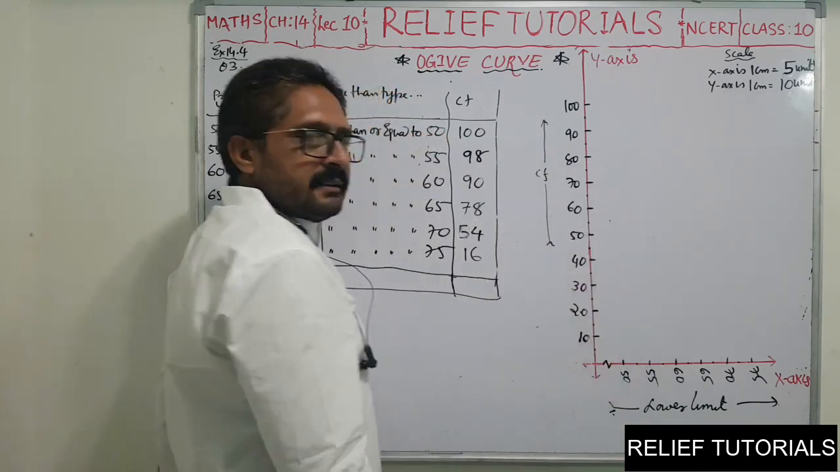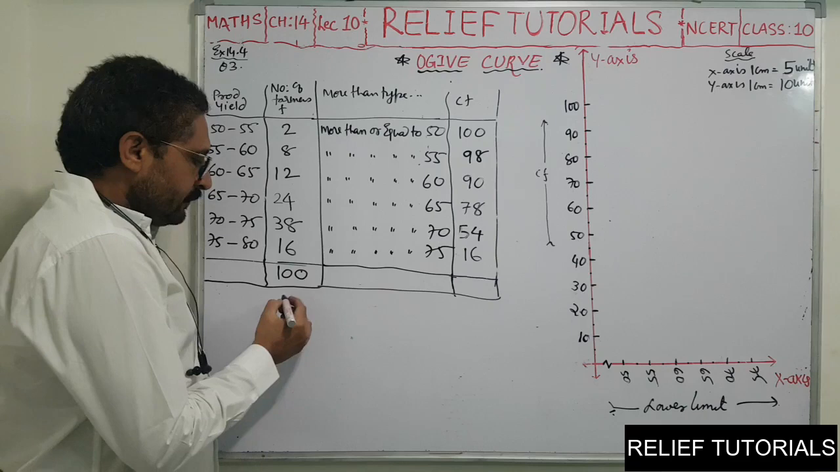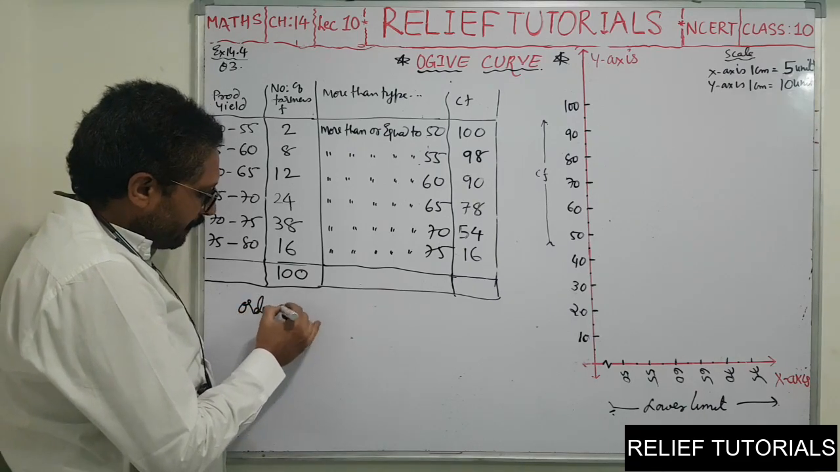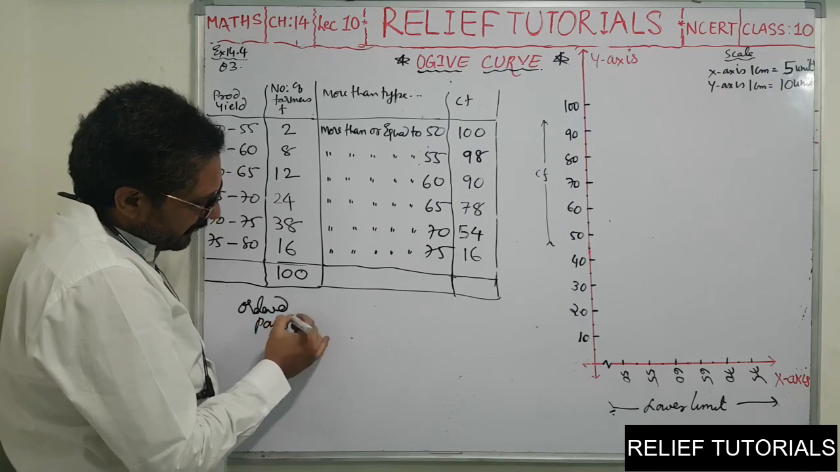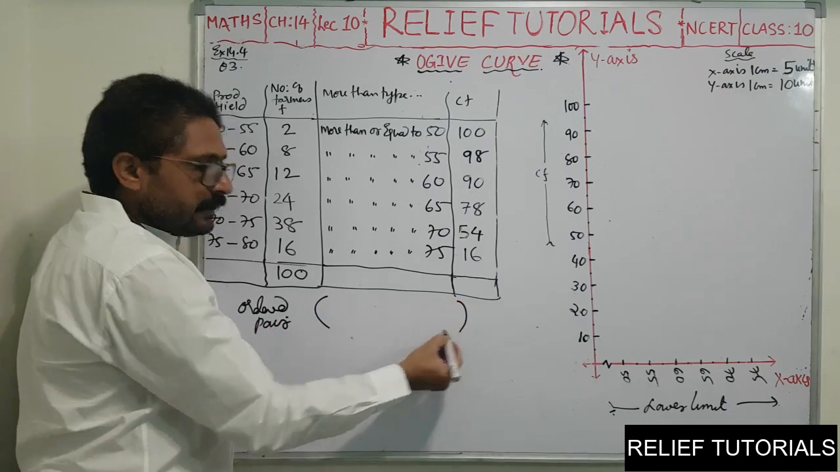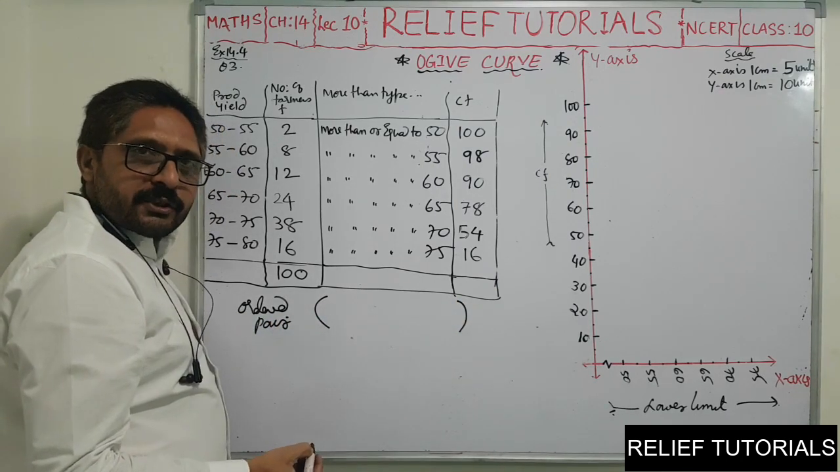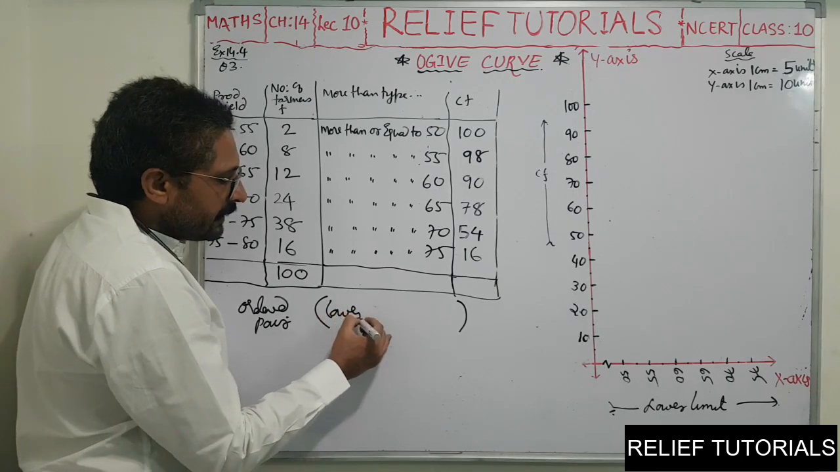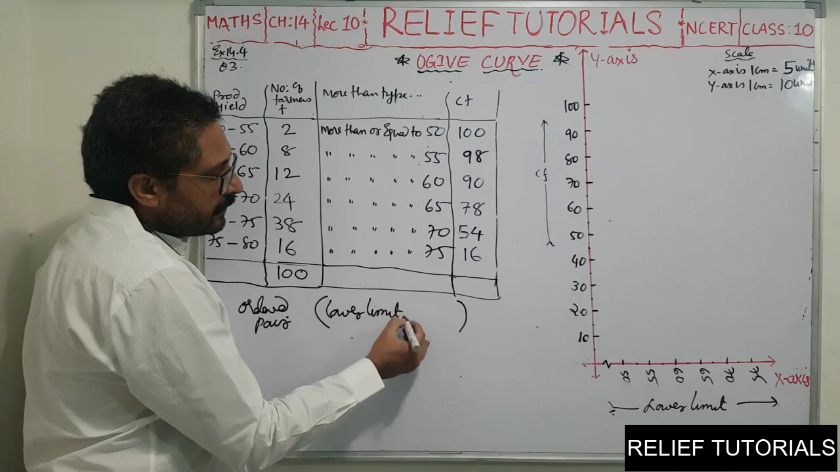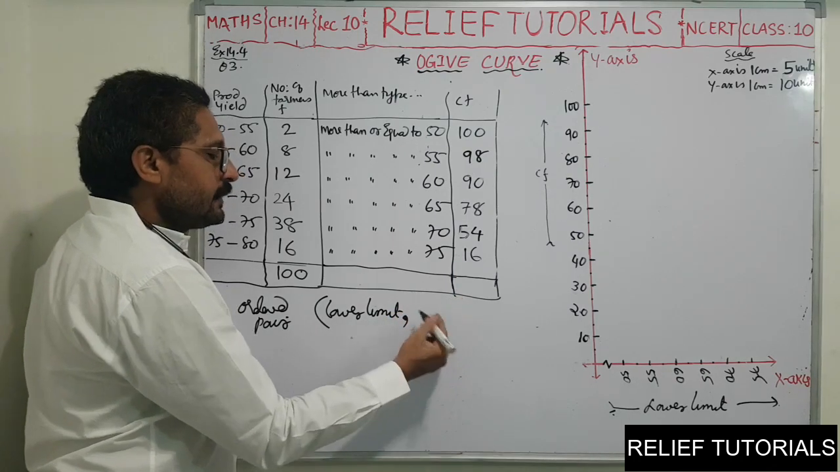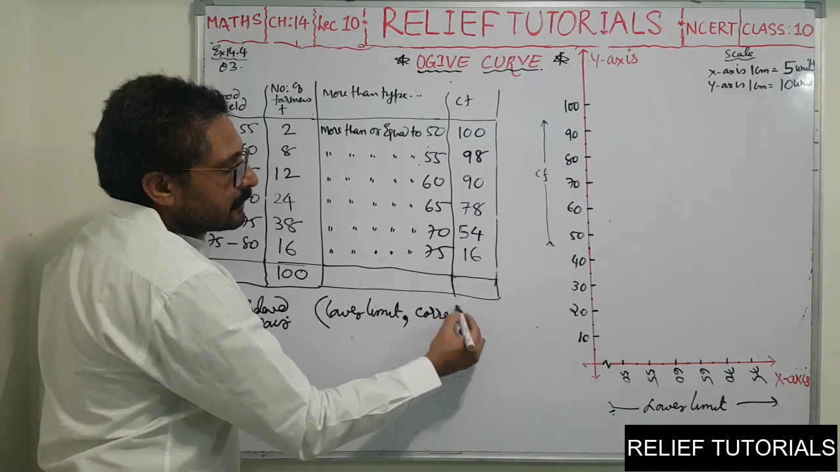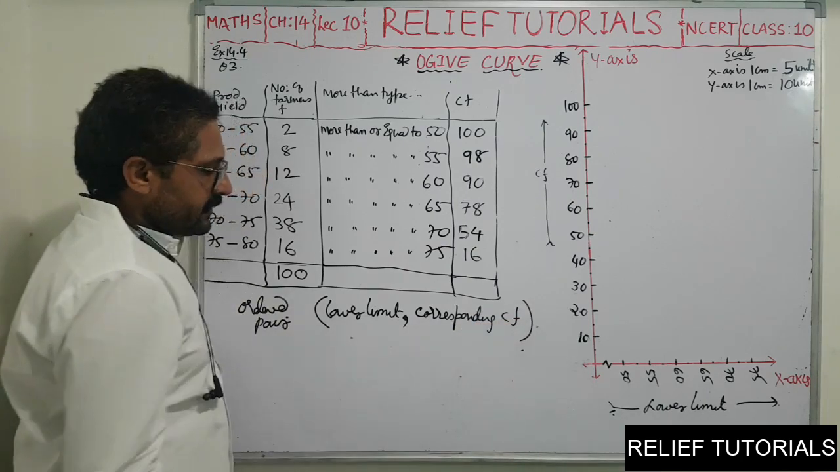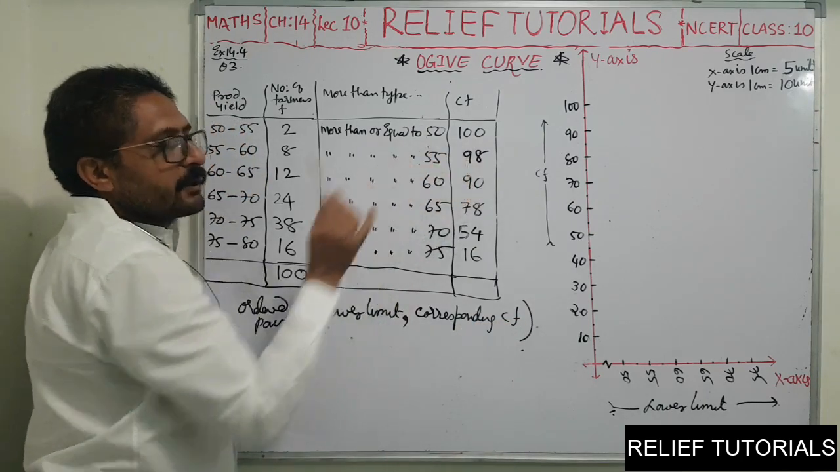10 units. Clear? So I told you what will be our ordered pair. That is the most important. You remember this. Ordered pair in case of more than type cumulative frequency or Ogive curve. On the x-axis you will take the lower limit, and on the y-axis you will take the corresponding cumulative frequency. So lower limit, corresponding cumulative frequency.